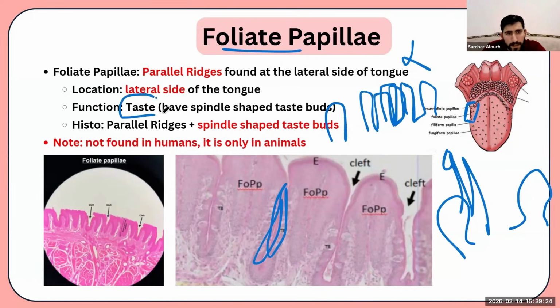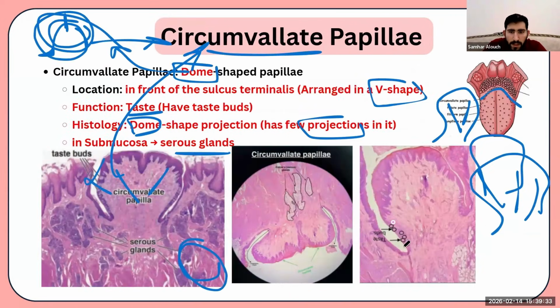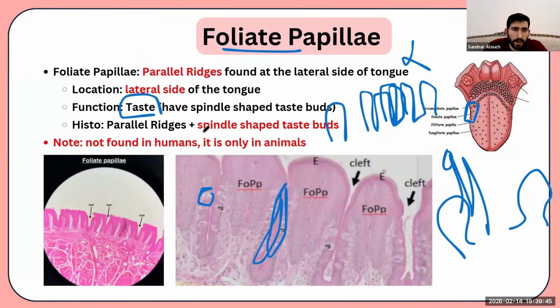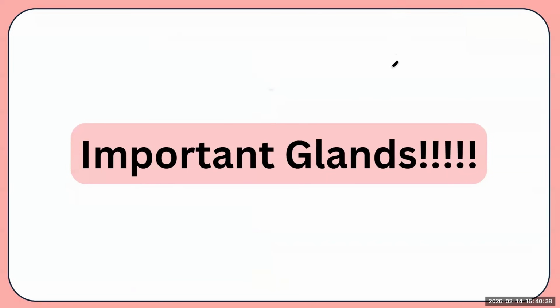What's the function? Taste. Where are the taste buds? On the lateral side with a spindle-shaped structure. In all the others, the taste buds are also in the lateral side and everywhere. However, they look diffused. You can't really identify them easily. However, in foliate, they look like a spindle shape. It's like a really big cell, as you can see here. That's the taste bud.